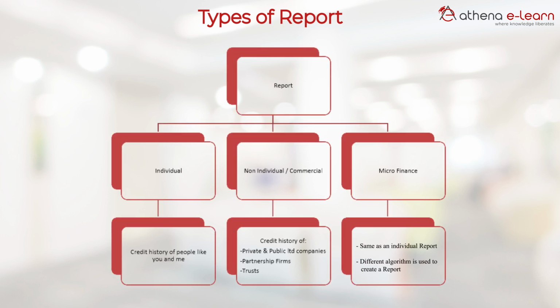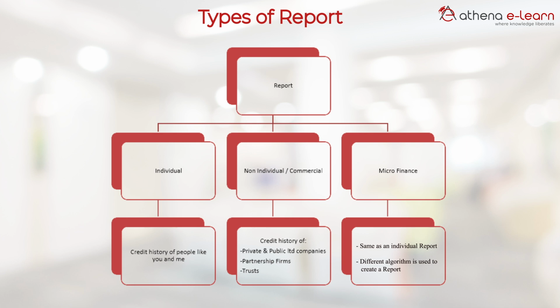Now broadly, there are two kinds of reports. The individual report, which has the credit history of people like you and me as individuals, or the non-individual or commercial report, which has the credit history of non-individuals: companies, private limited companies, public limited companies, partnership firms, trusts, etc.